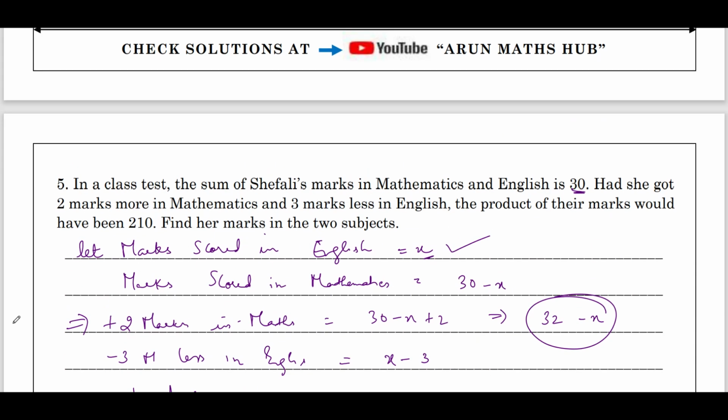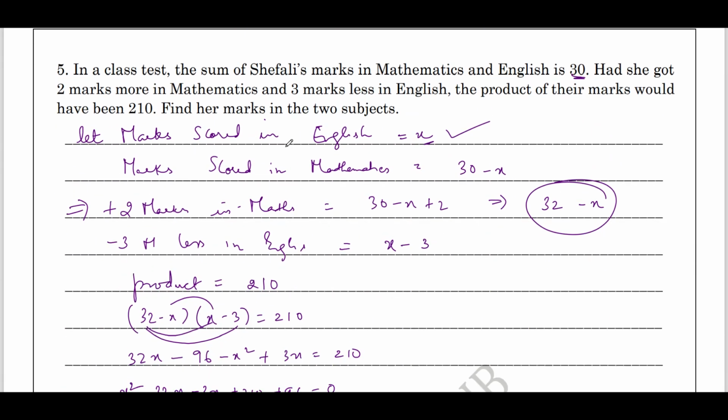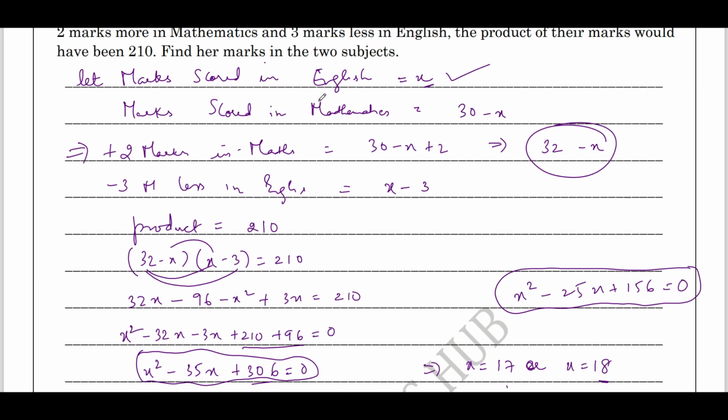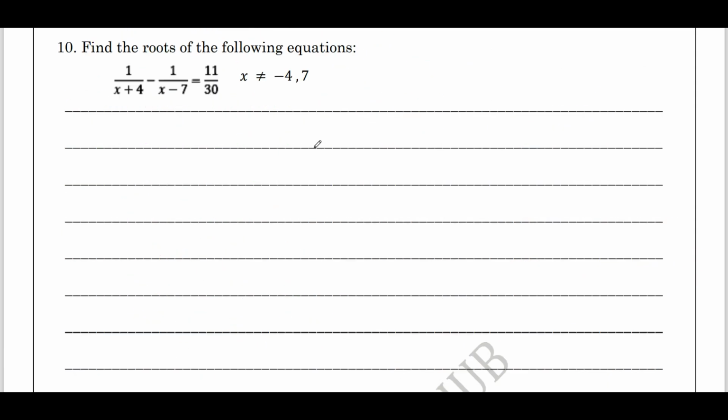Students, you can assume in either way also, marks scored in mathematics as x, marks scored in English as 30 minus x. So if you solve in that way, you will get a different equation, but the answers will be same. You will get an equation like x square minus 25x plus 156 equals 0. This is also another equation if you assume the marks scored in mathematics as x.